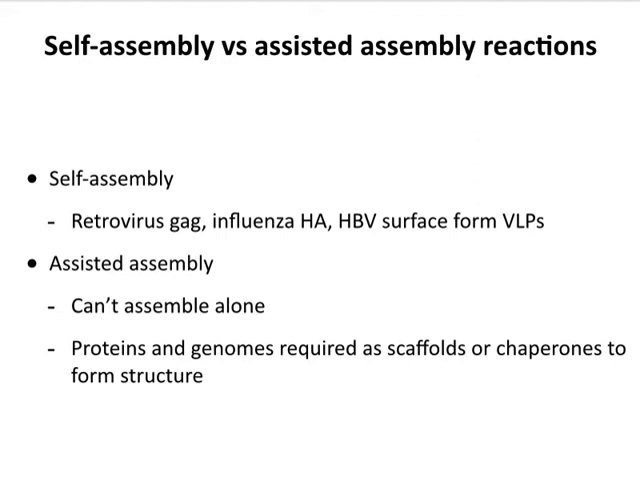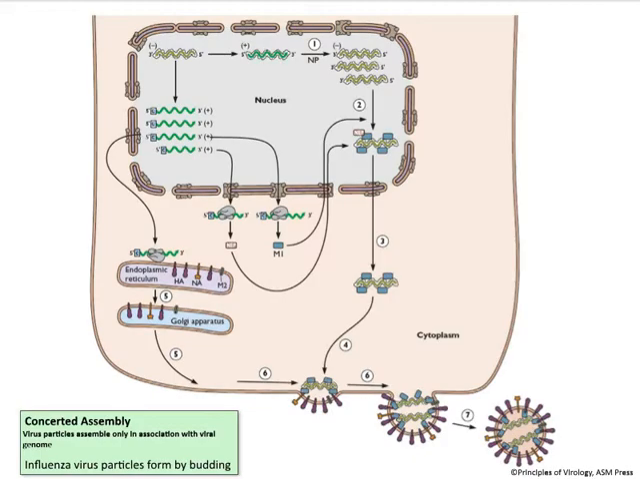Other viruses require assisted assembly. They can't make a particle by themselves. So you can express subunits of the virus, but they don't assemble into particles. Other viral proteins, sometimes cellular chaperones, and even nucleic acid genomes are required to form the structure. So here is now an example of a virus that's produced by budding, and this is influenza virus. And this is another illustration of what I call concerted assembly. The virus particles assemble only together with the viral genome. So the previous example was adenovirus.